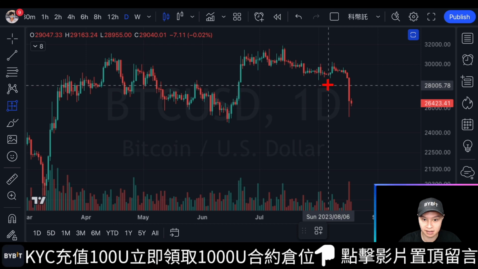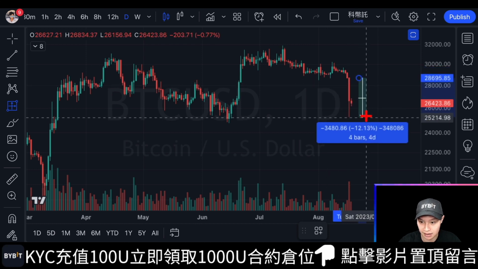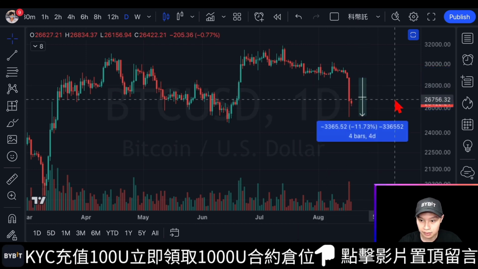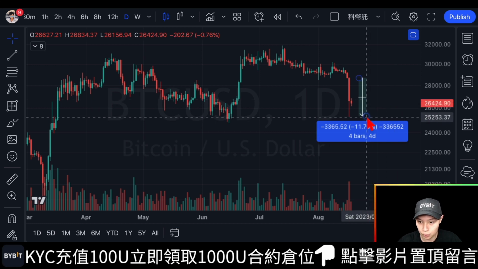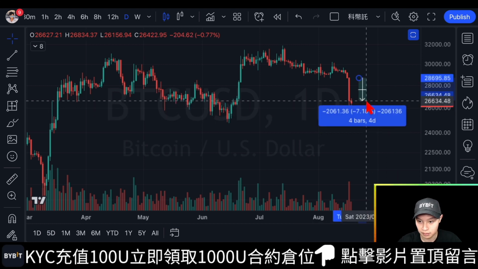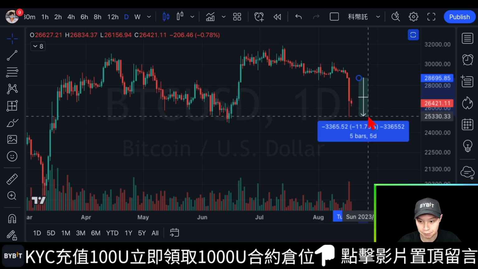From the daily line, we can find that today is very different from the previous K lines. This is a difference of 11.73% between the highest point and the lowest point of the daily line, which is about $3,365. If we only count the physical part, it is also 7.18%.